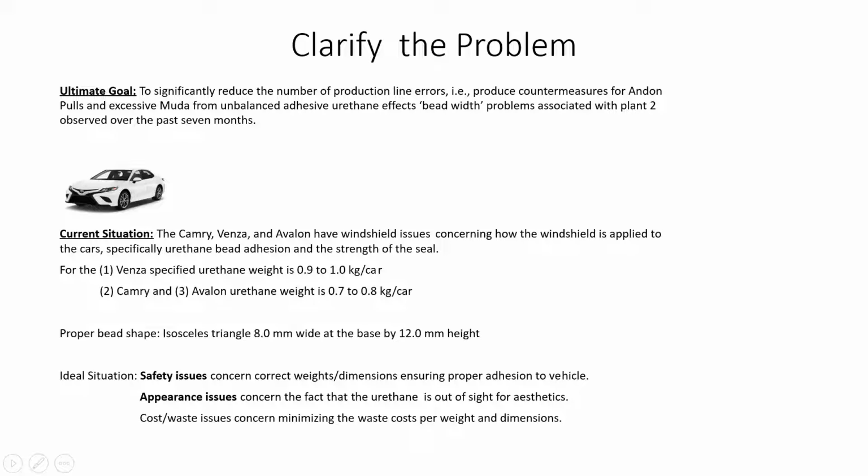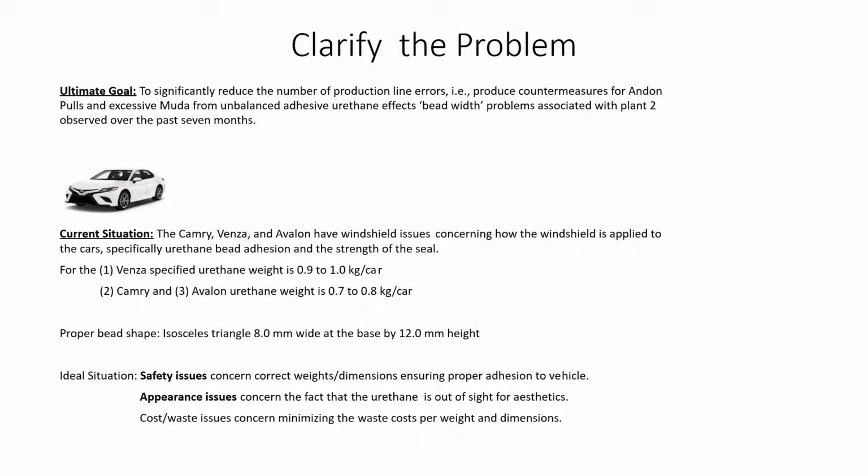What we're going to do is clarify the problem. The ultimate goal is to significantly reduce the number of production line errors, that is, produce countermeasures for andon pulls. That's when you have to stop the factory line from working, and excessive muda, that is mess, from unbalanced adhesive urethane bead width problems associated with Plant 2 observed over the past 7 months.